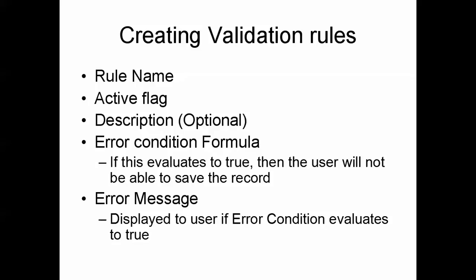The formula is the most important field of the validation rule setup. And this can be a little bit complicated for new users, but with a little bit of practice, you can easily learn how to set this up. So this is an expression. If the expression evaluates to true, then the user will not be able to save the record and an error message will be generated.